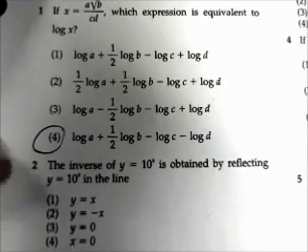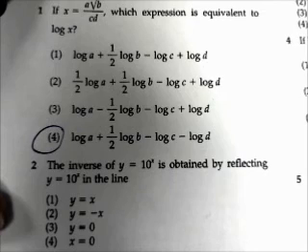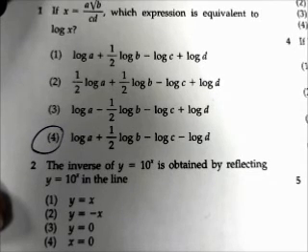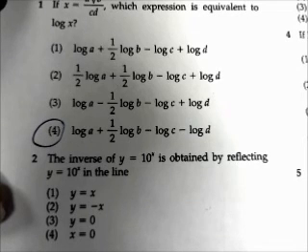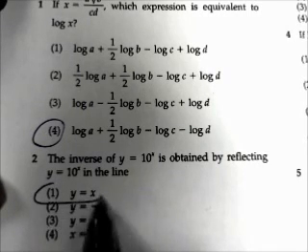Number 2, the inverse of y equals 10 to the x is obtained by reflecting y equals 10 to the x in the line. Well, in order to find an inverse of an equation that is graphed, you simply reflect over the line y equals x. So that would be option 1.